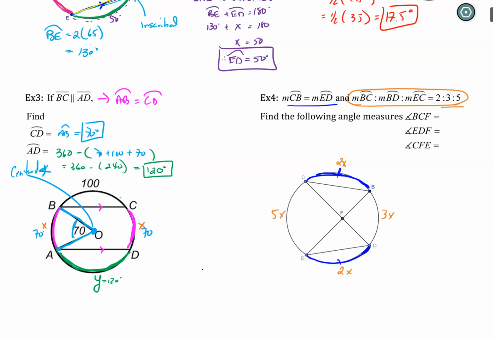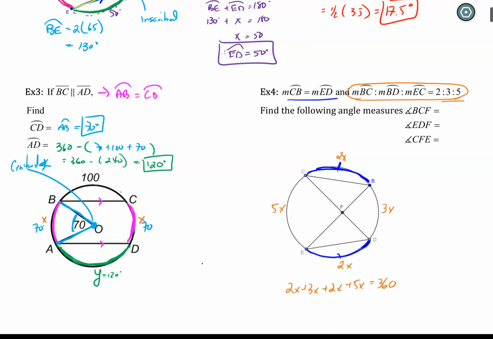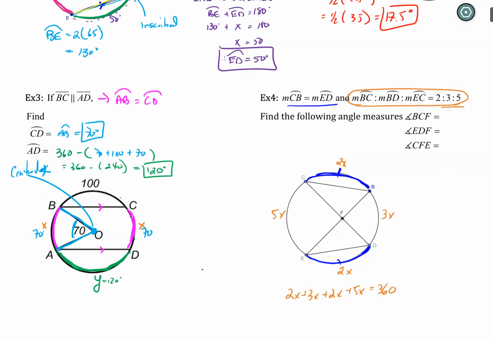So I can go off to the side now and say, well, if I just add up all 4 of these arc values, which I have as algebraic expressions, they all have to equal 360 degrees. All right, so I can combine these. So if I add these all up, I get 12x is equal to 360. If I divide both sides by that 12, I'm going to get 30 for x. So x is 30 now.